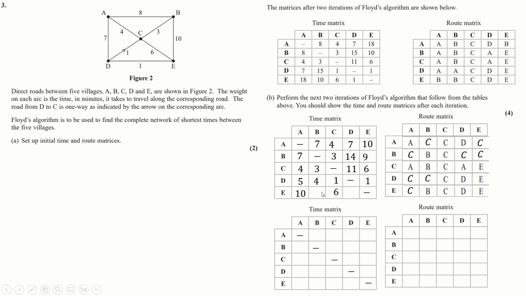We'll change that. E to B, E to C is 6. C to B is 3. That makes 9, which is less than 10, so we'll update that. And then finally E to D. E to C is 6, plus C to D is 11. That makes 17, which is not an improvement on 1, so we'll leave it alone.